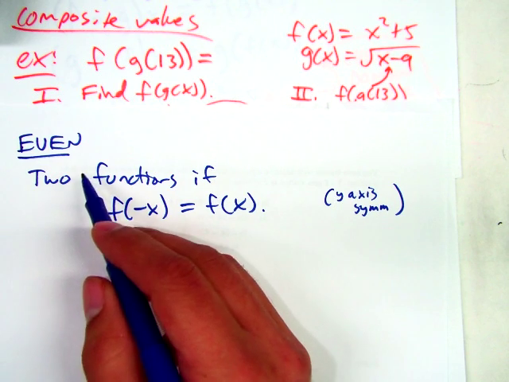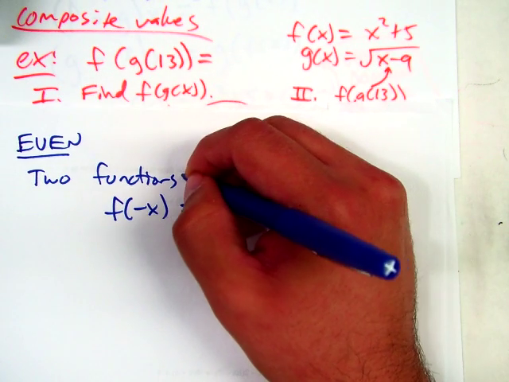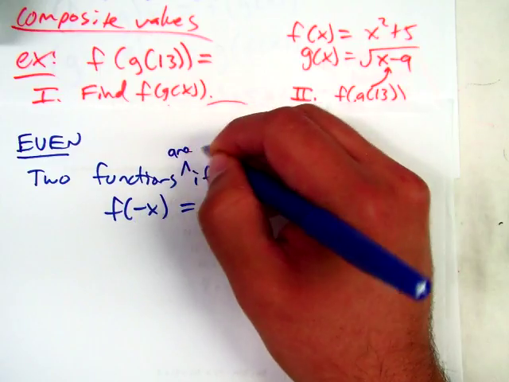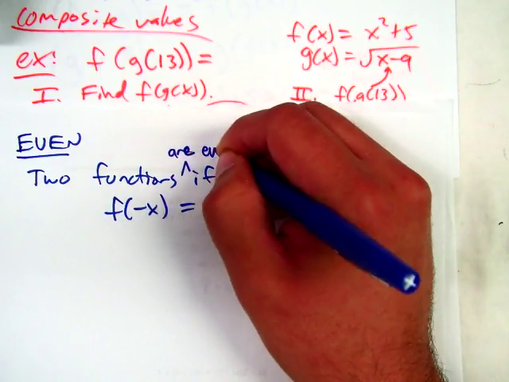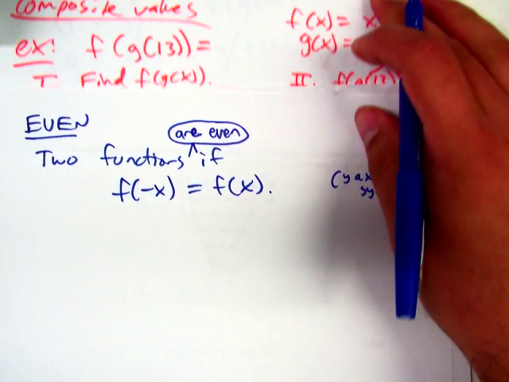Oh, this doesn't make sense. No one said anything. Two functions are even. I said it. I didn't write it. Sorry about that. You're nervous because it's you and I do too. I'm so nervous.